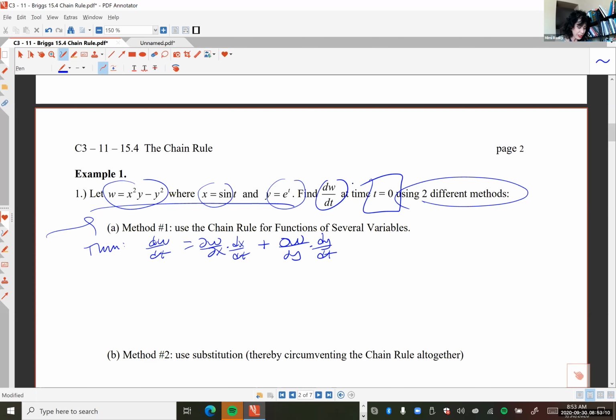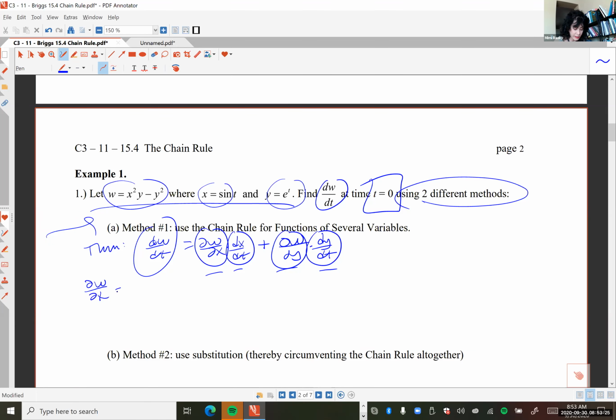Okay, so let's get the ingredients. I have to find 4 different derivatives, just to get the derivative of w with respect to time t. Good God. So let's get all of these pieces one by one, and then we'll put it all together.